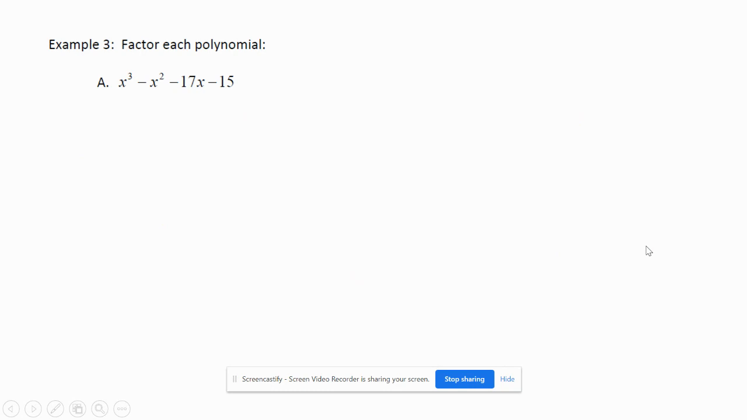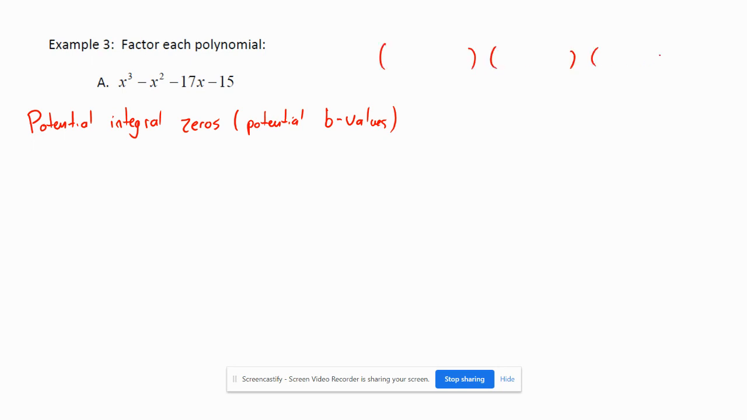Example 3. How do we factor this guy? So we're going to start, what we want to do is get this guy into 3 sets of brackets like this. So we're going to be able to factor this guy all the time. It might not be possible to get all 3. It might not be possible to factor this guy at all. But here's how we check.